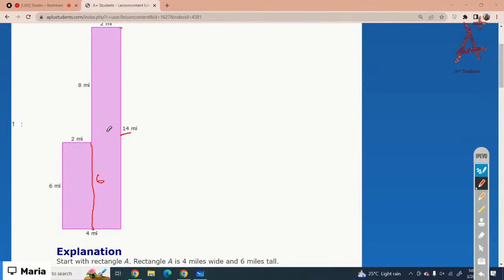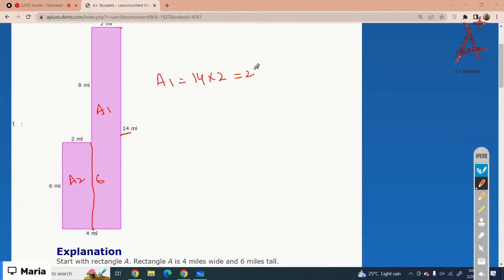So just calculate the area of the larger rectangle and then the smaller. This would be the larger rectangle, A1, and this would be the smaller. So you need to calculate the area of the larger one. It has the measurements 14 and 2. For the area, you have to multiply length times width.